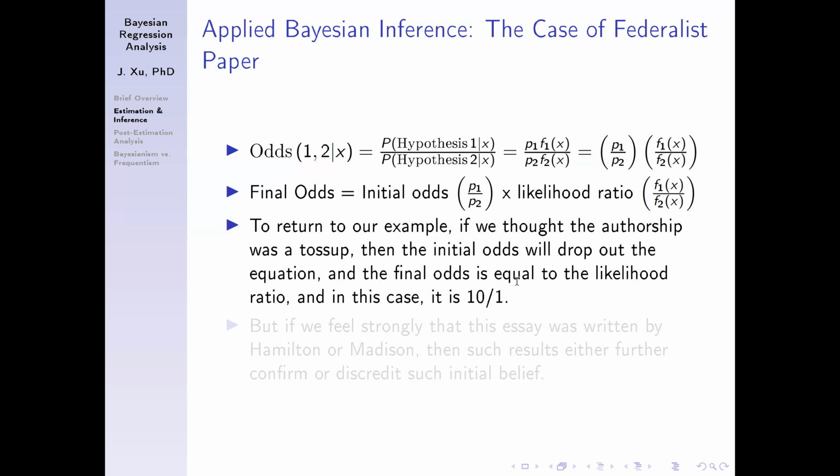And to return to our example, if we thought authorship was a toss-up, that is P1 equal to P2, half and half, then the initial odds will drop out of the equation. So this term is going to drop out because they're equal. And the final odds is just equal to the likelihood ratio. And in this case, it is 10 over 1, as calculated previously.